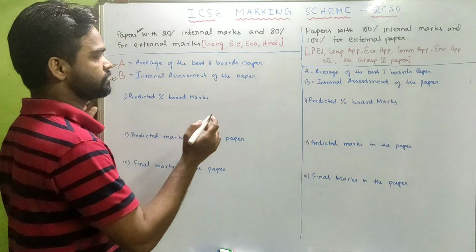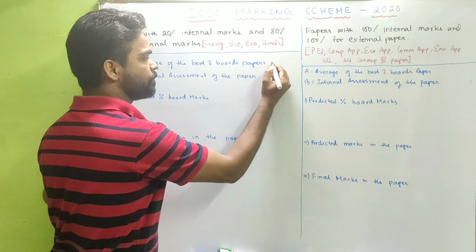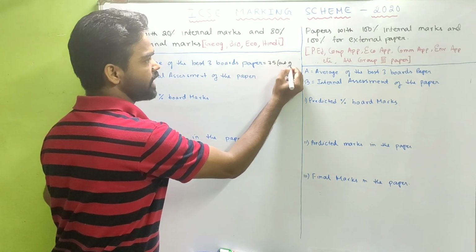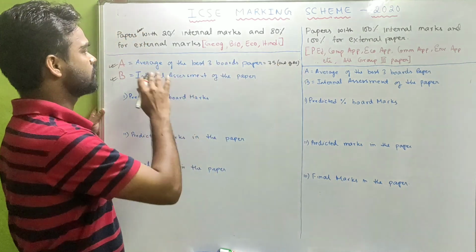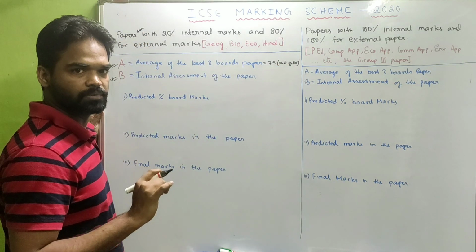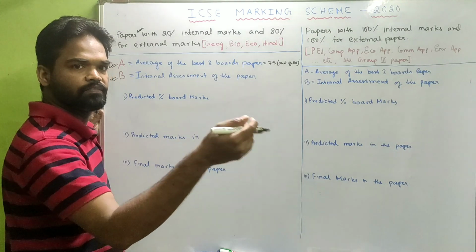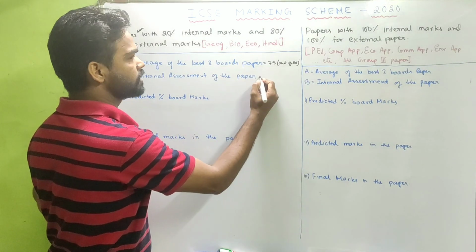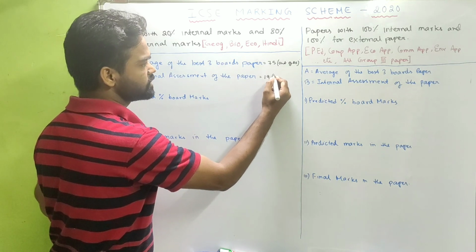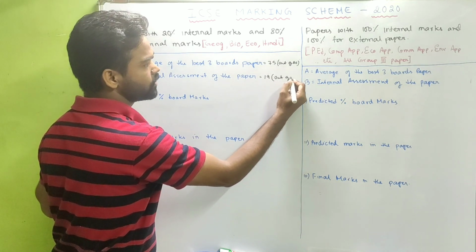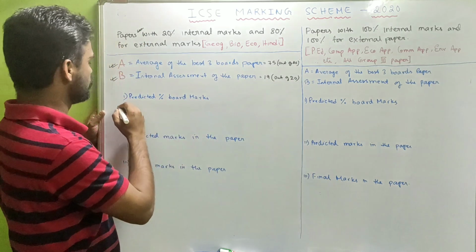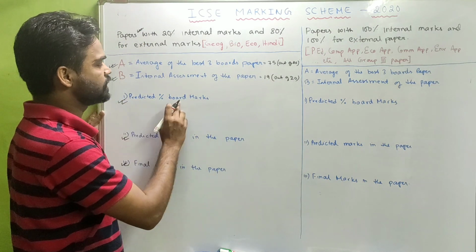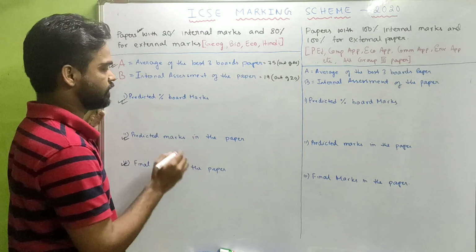Let us take an example. Suppose a person gets 75 out of 80 in the average of the best 3 board papers. It can be English 1, physics, maths, any combination of 3. And the internal marks is, suppose, 19 out of 20. Now what will the board do? 3 steps. It will calculate the predicted percentage board marks, the percentage out of 100.